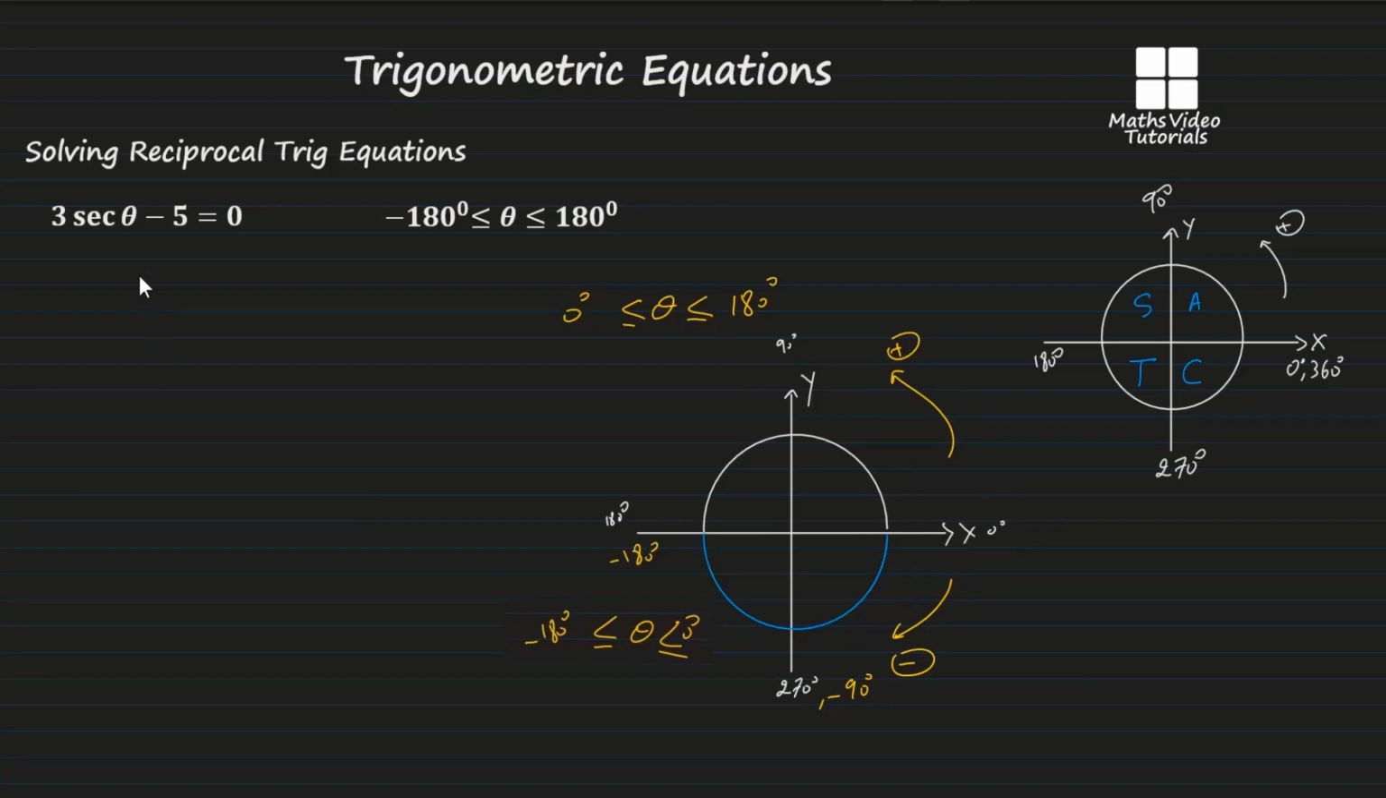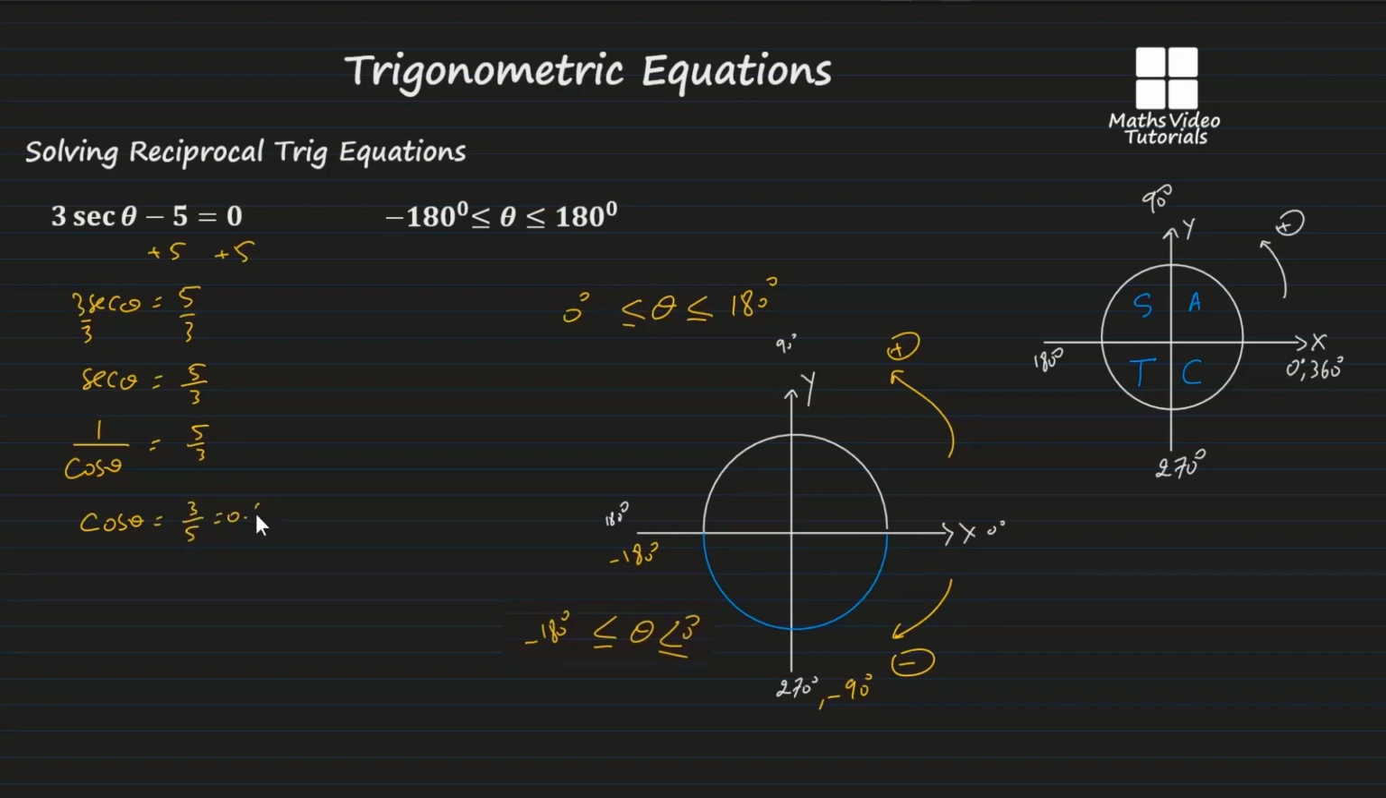And to solve this trig equation, we would proceed as normal. You make sec theta the subject by adding 5. So I give you 3 sec theta equal 5, and then you divide both sides by 3 to make sec theta the subject. And then you write it down in terms of the regular trig using the definition. This one is 1/cos theta equal 5/3. And then you flip over this side and you do the same to the right hand side to make cos theta the subject. That's 3/5.